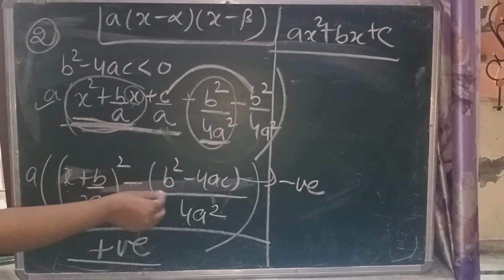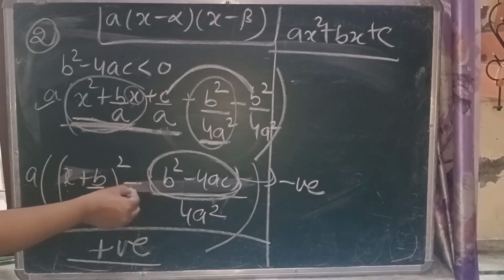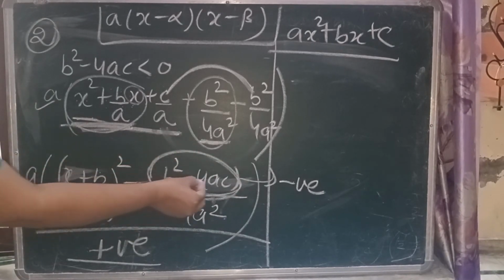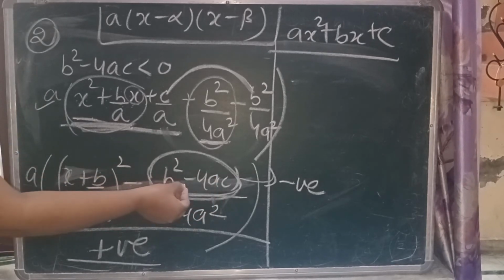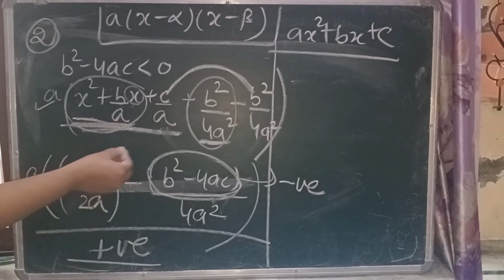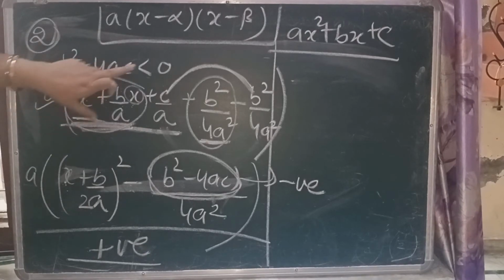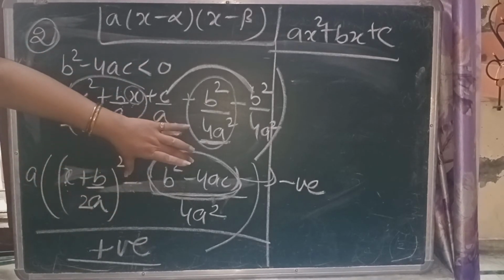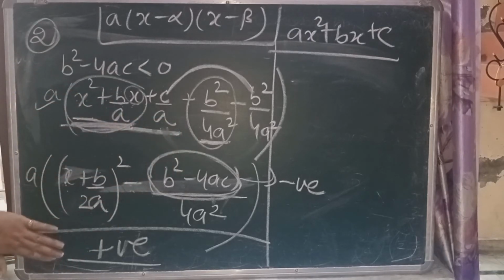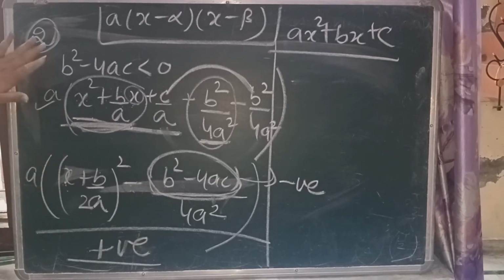So for all the values where b square minus 4ac is less than 0, these two terms together will be plus. Since b square minus 4ac is less than 0, minus minus will be plus. So it will be a times x plus b upon 2a whole square plus b square minus 4ac upon 4a square. So these two terms together will be positive. That means the expression is completely positive. The sign of the expression will be positive in the condition when b square minus 4ac is less than 0. Till now I have told about the two conditions.